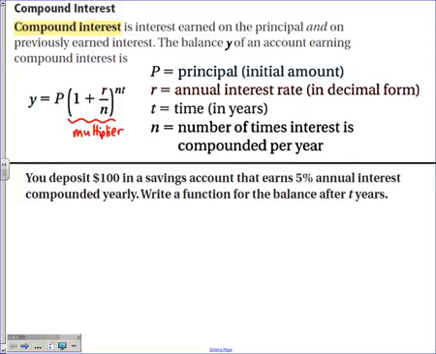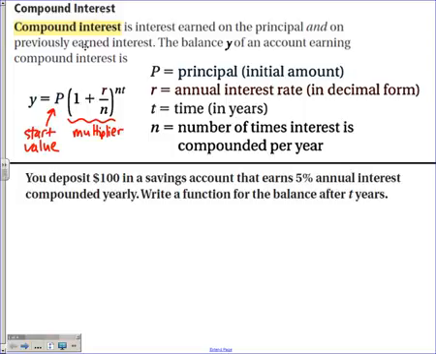So think about exponential functions. If we were doubling the quantity every time, the multiplier would be 2. And our p-value is our starting value. In this case, we call p our principal, the principal amount of money that we put into our account, our initial amount.